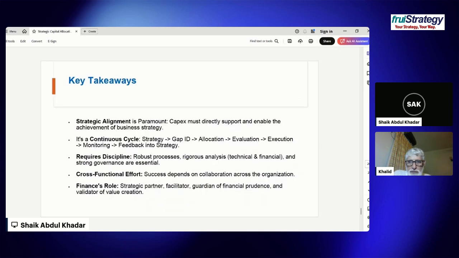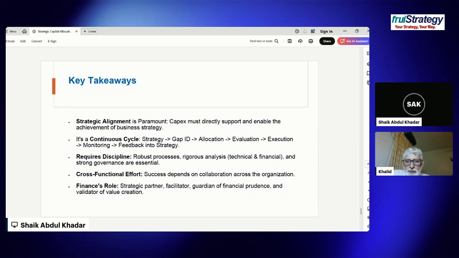Next slide, please. So my last slide, actually. What are the key takeaways from my presentation today? Strategic alignment is paramount. CapEx must directly support and enable the achievement of business strategy. Next, it's a continuous cycle. You do strategy, you identify capability gaps, you allocate budget, you evaluate, you execute the project, you monitor, you feed back into strategy.